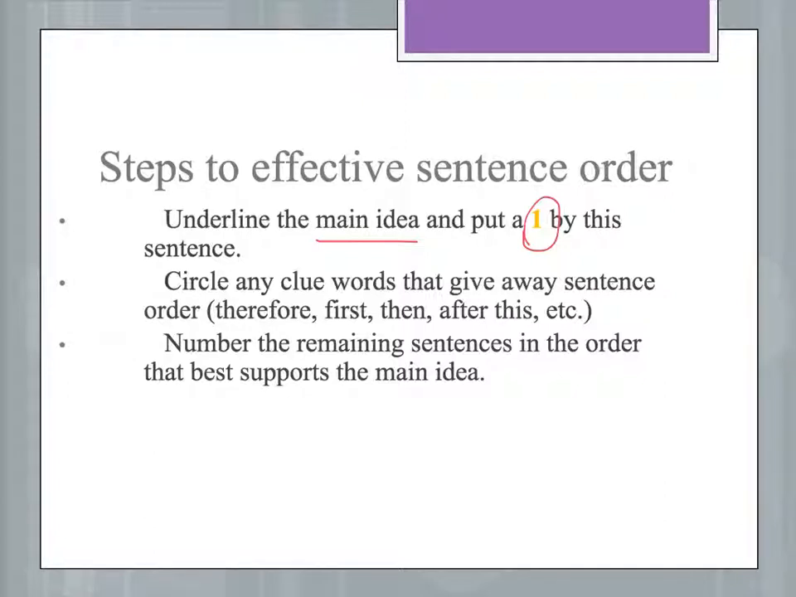Think back to when we identified the main idea and we highlighted the stated main idea in the text a few days ago. Most of the time, that was in the first sentence. So you want to find that sentence that's basically a summary of the whole paragraph, and that's going to be your first one. Then you need to circle any clue words that give away the order: therefore, first, then, after this, etc., first, second, third, any chronological words again. And then you're going to number the remaining sentences in the order that best supports the main idea.